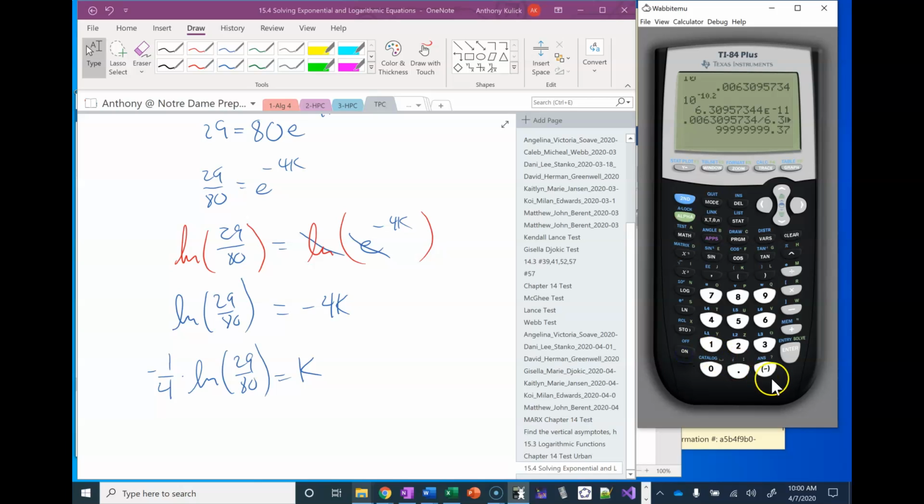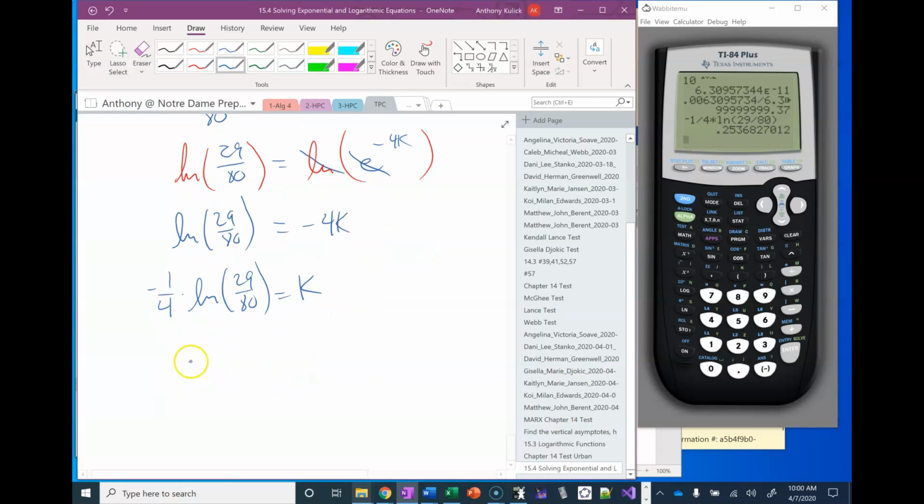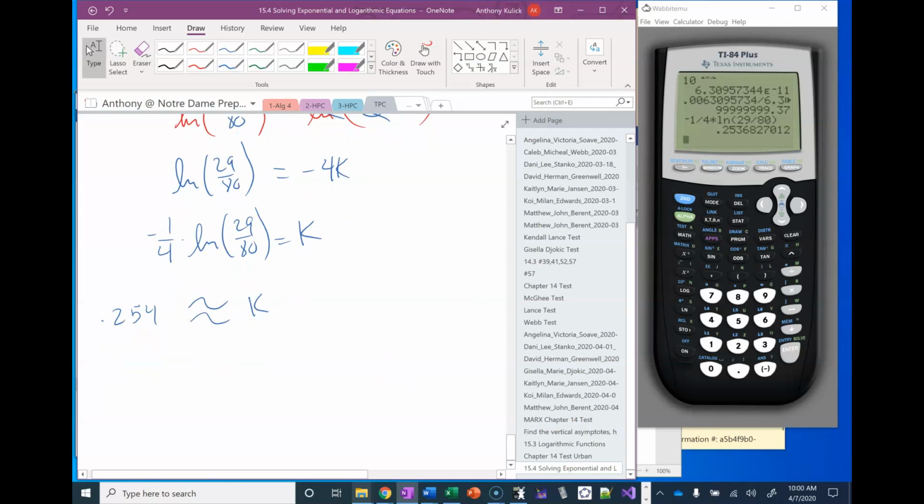So we have that, and we can now type this into our calculator. 1/4 times the natural log of 29/80. So that is about 0.254 for K. Now that we have that value for K, we can use it to solve the other part of the problem.